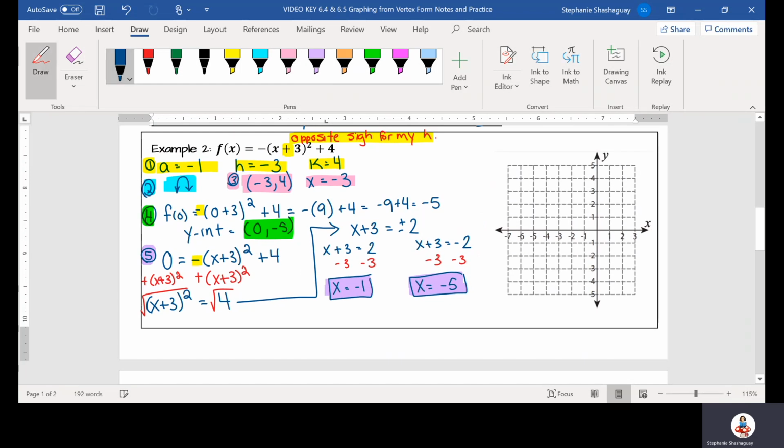Now I just need to graph my points. So my vertex is at negative 3, 4. My y-intercept is at 0, negative 5. And my solutions are at negative 1 and negative 5. And because of the reflection point of my axis of symmetry, I know that my fifth point will be at negative 6, negative 5. So I'll go ahead and highlight those values so you know where they came from and connect the dots.